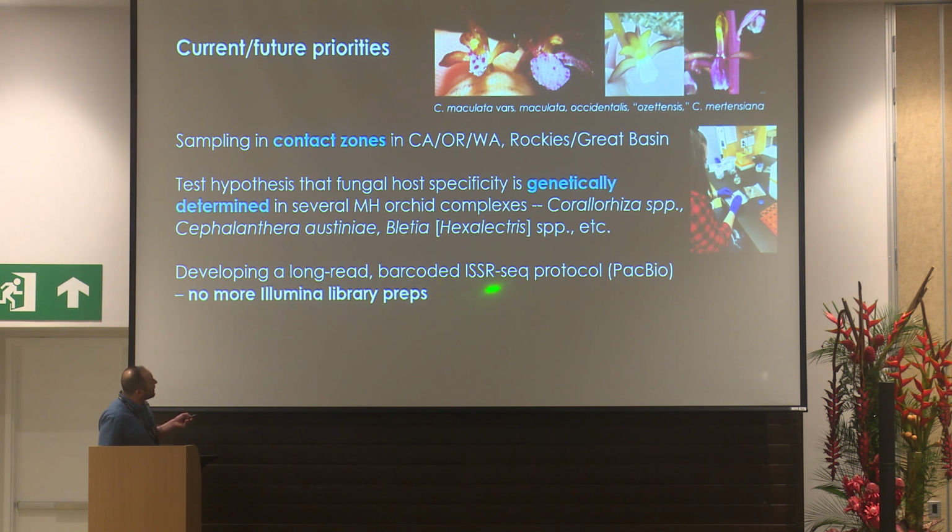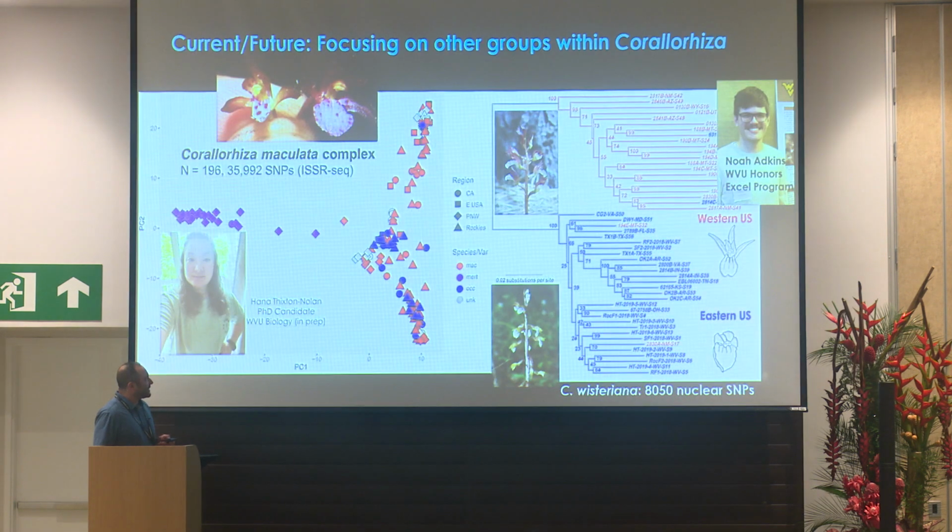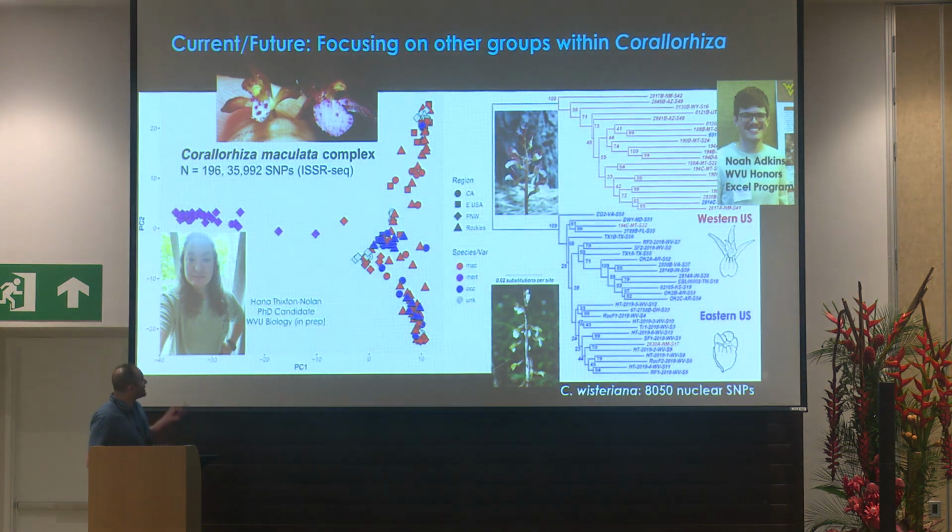We're also developing a long-read barcoded ISSR-seq protocol using PacBio sequencing, which would mean no more Illumina library preps, making the method even easier and cheaper. So more on that later. We're also doing this work in other complexes. Hana Thixton-Nolan, a PhD student, is doing work in the Maculata complex, and then we had a student working on Corallorhiza wisteriana.